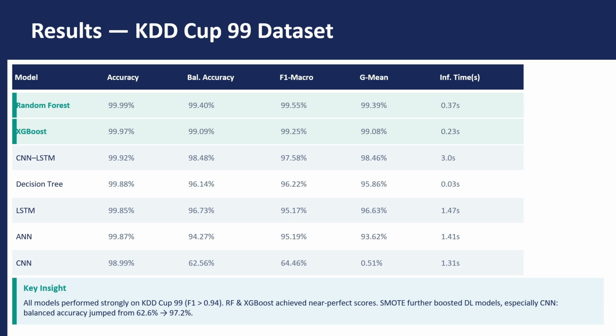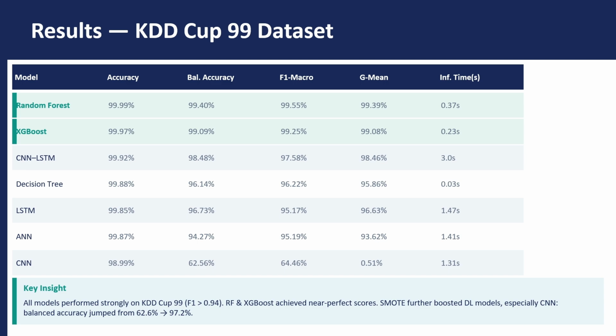The KDD Cup dataset. Here all models performed exceptionally well. Random Forest achieved a near perfect score: 99% accuracy, 99% balanced accuracy, and 99% G-mean. XGBoost was right behind it. Even deep learning models like CNN-LSTM and LSTM achieved balanced accuracy above 96%. The one notable outlier was CNN alone, which achieved 62% balanced accuracy, but with SMOTE, it jumped to 97% balanced accuracy, which is a great improvement.